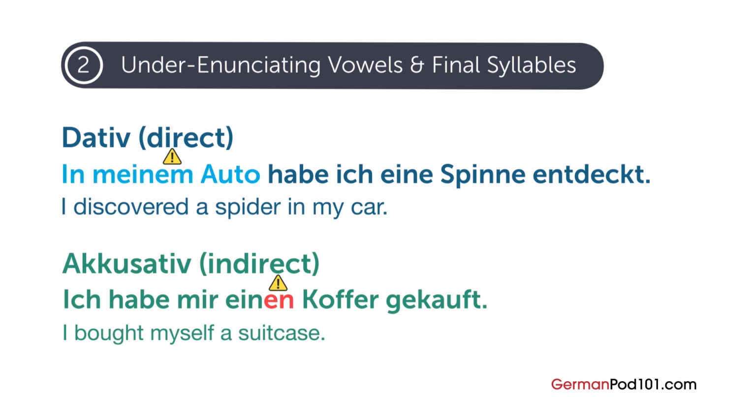In meinem Auto habe ich eine Spinne entdeckt. Ich habe mir einen Koffer gekauft. As you can see, both markers for the indirect and the direct object are quite similar. If you do not enunciate the endings clearly, you'll be difficult to understand.